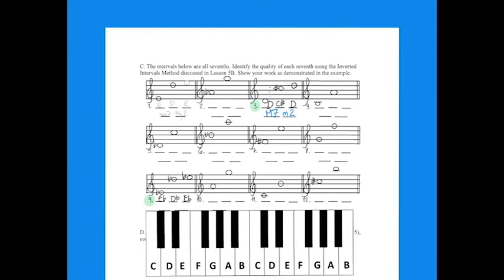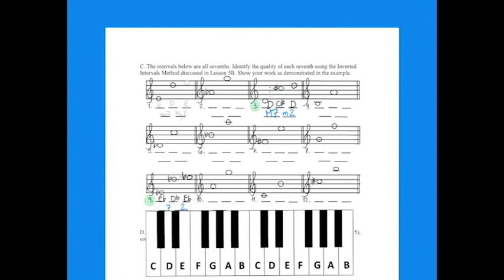And then let's find the number components of each of these. So let's do the easy way. We're going to look at the smaller one, 1, 2. So we know that our inverted interval is a second. And then if we say 9 minus 2 equals what? That's a seventh. So we know that our original interval must be a seventh, because a second is always going to invert to a seventh, and a seventh is always going to invert to a second.